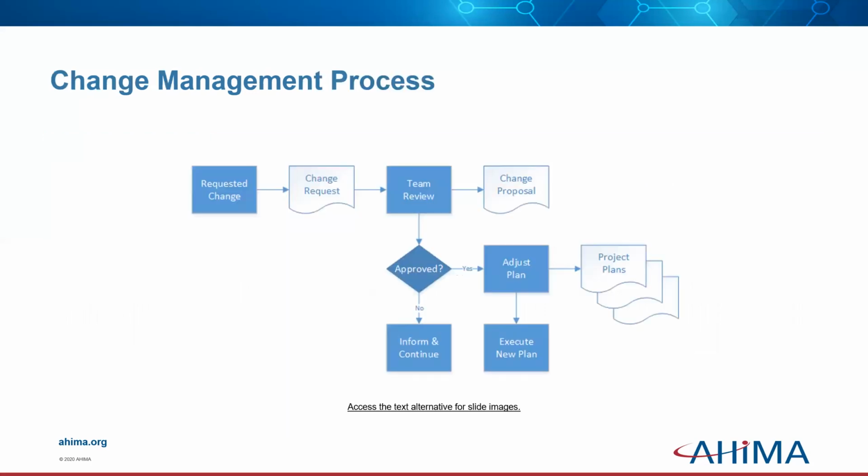So the change management process is as follows. The first step is to request a change in plan. A change request is created and sent to a team for review. A change proposal is created. If the team approves the change request, the plan is adjusted, project plans are made, and the new plan is executed. If the team doesn't approve the change request, the decision is informed and the existing plan is continued.